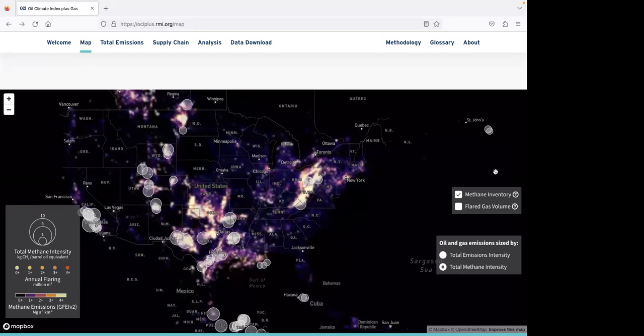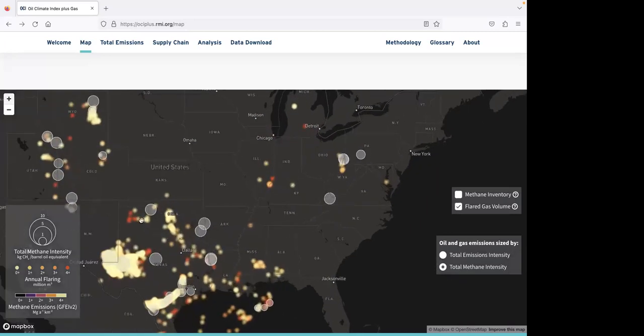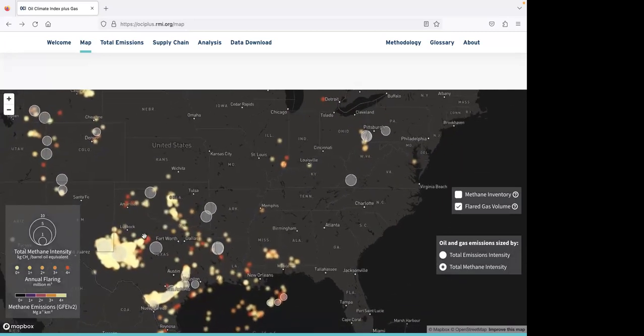Another base map we can toggle on is a flaring map. Gas flaring remains a major climate concern. Each yellow or orange circle represents one flare stack. The darker the color, the higher the flared gas volume. These flared gas volumes are derived by researchers at Colorado School of Mines based on their satellite data, and we include flaring data in our emissions estimates.